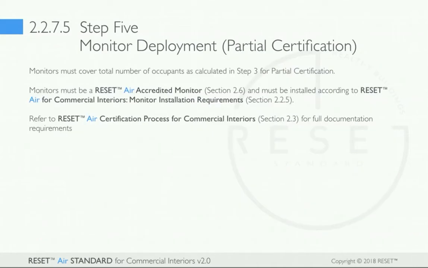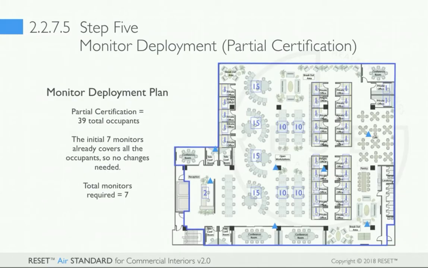Step 5, alternate, similarly would be for partial certification. And if you think back again to step 3, my partial certification, which was 30% total occupants, arrived at a number of 39 total occupants. That's a lot less than my full certification. And because of my standard deployment requirements indicated by the blue triangles, I have already met my partial certification. The initial 7 monitors already cover the occupants, so no additional monitors are required.